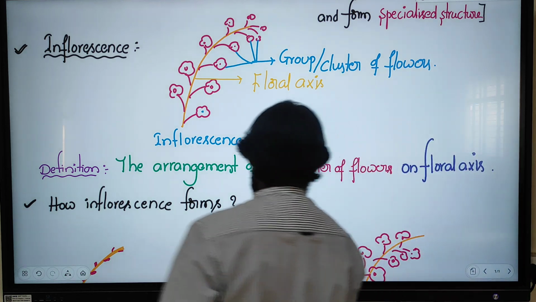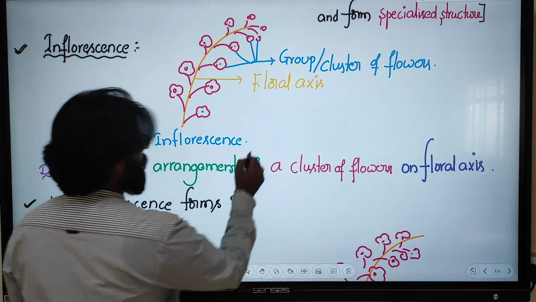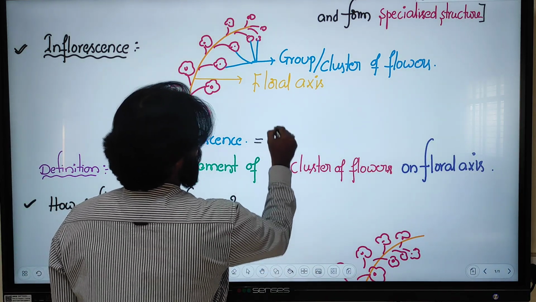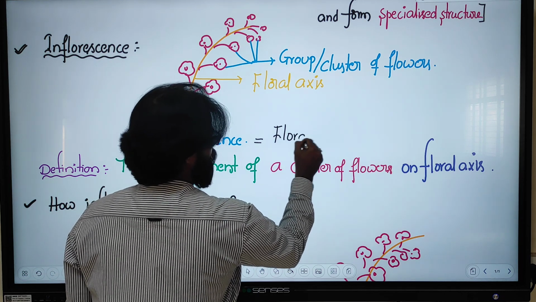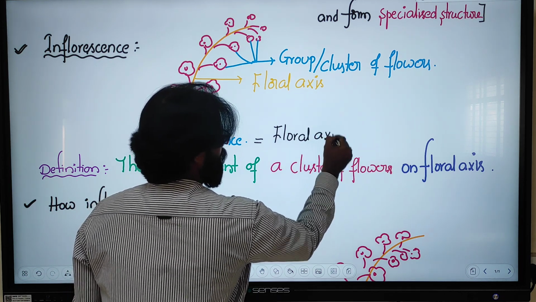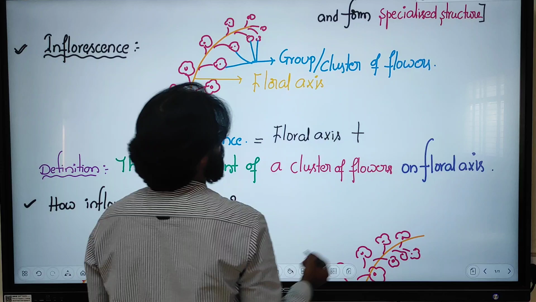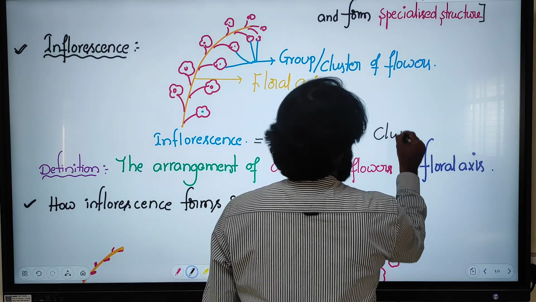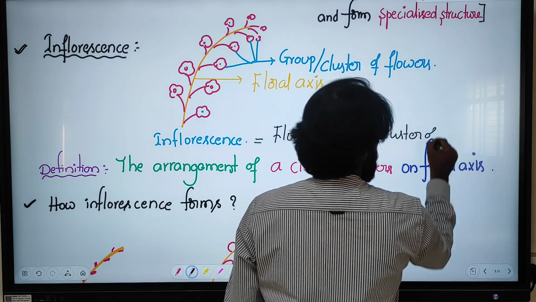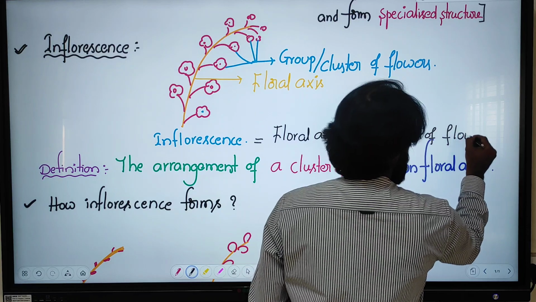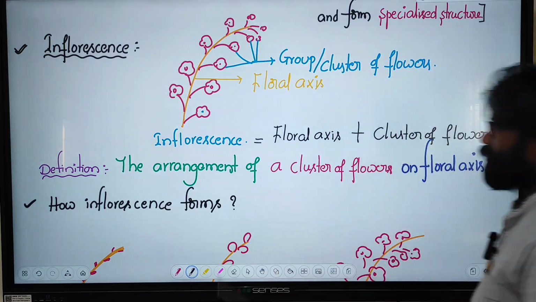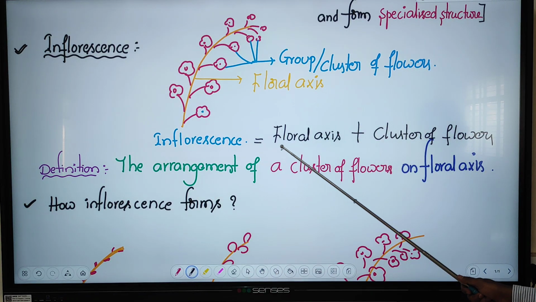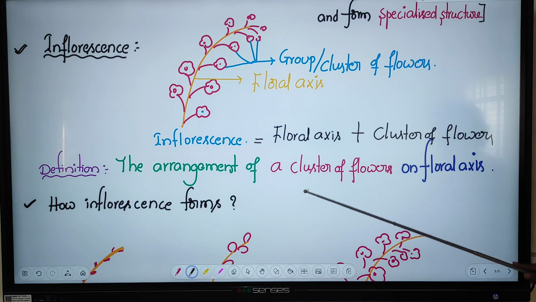We can write the result here: inflorescence is equal to floral axis plus cluster of flowers. So inflorescence can also be expressed in equation form. Now, from the definition point of view, if you see that.